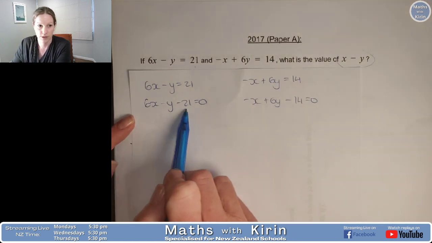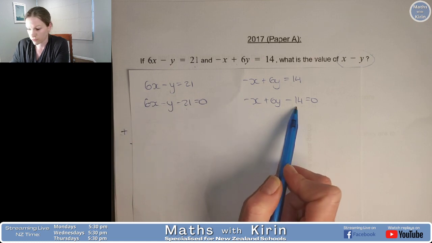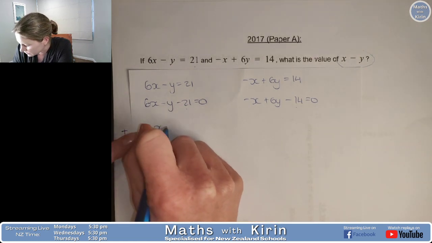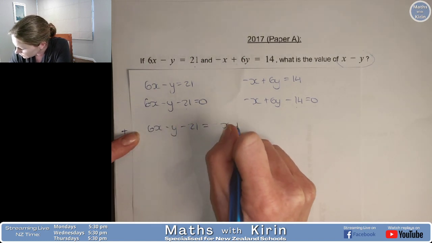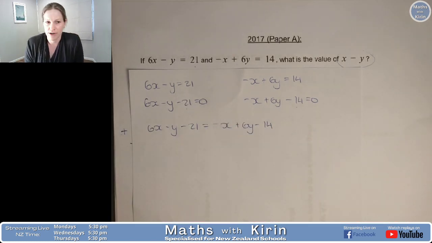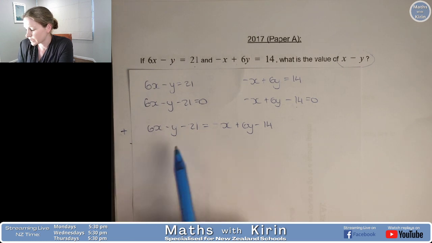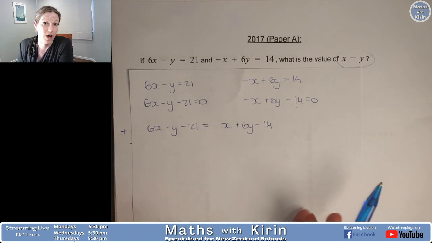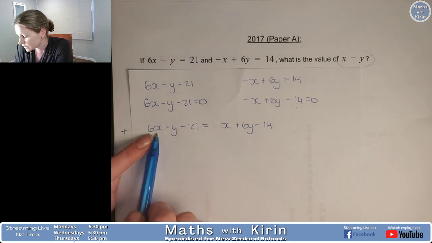So if this is equal to 0, and this is equal to 0, then they must be equivalent. So that means that 6x minus y minus 21 must be the same as negative x plus 6y minus 14. It's kind of like a substitution method. So if we simplify by putting all of our x's and y's onto the left-hand side and the numbers onto the right-hand side, let's see what happens.